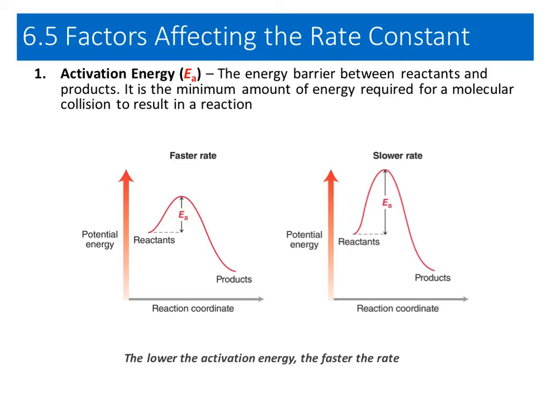The next factor is activation energy, which we show with EA. So basically this is the energy barrier between the reactants and the products. The minimum energy required for the reactants to collide and form the products is activation energy. So if a collision between reactants doesn't have enough energy to overcome this barrier, the reaction will not occur. Therefore, the lower the activation energy, the larger number of molecules can form the products, so the reaction would be faster.